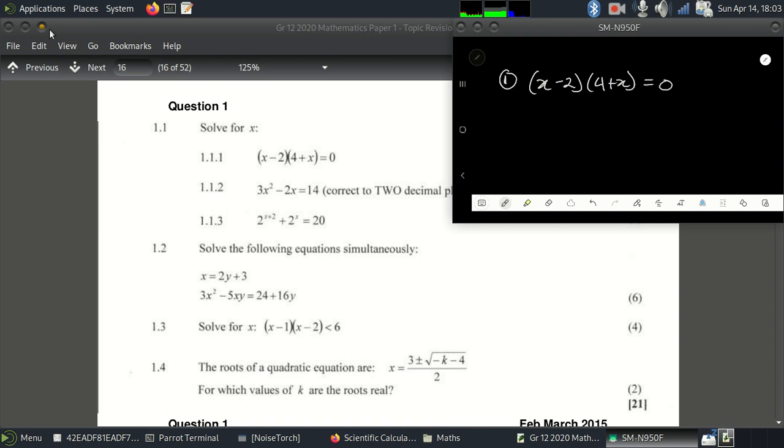The zero factor law says that when you've got something that has been factorized completely on one side, and you have the value of 0 on the other side, you are allowed to split the factors and equate them to 0. This is exactly what we have here. This has been factorized completely, and we have a 0 on the other side. So we're allowed to apply the zero factor law, which is to say that I'm going to take the x minus 2 and equate it to 0. At the same time, I'm going to take the 4 plus x and equate it to 0 as well.